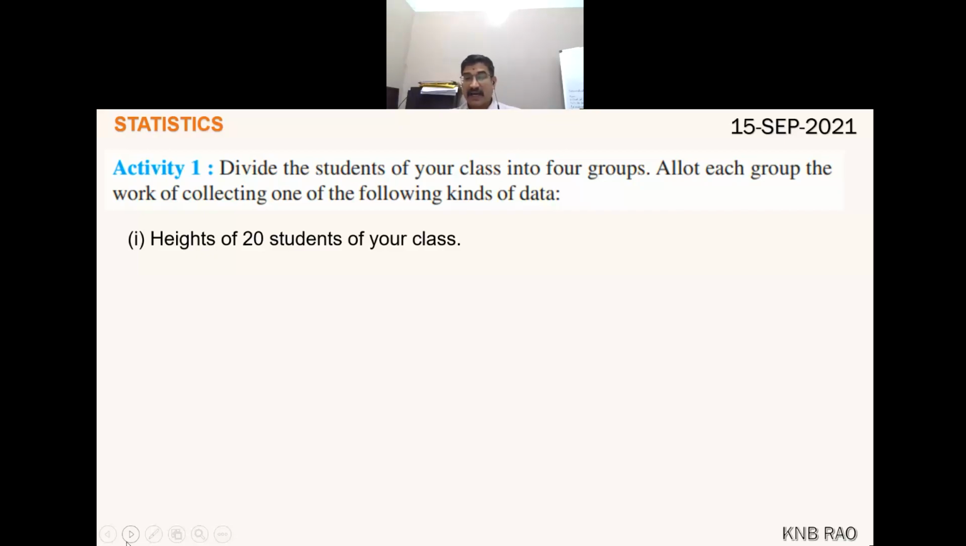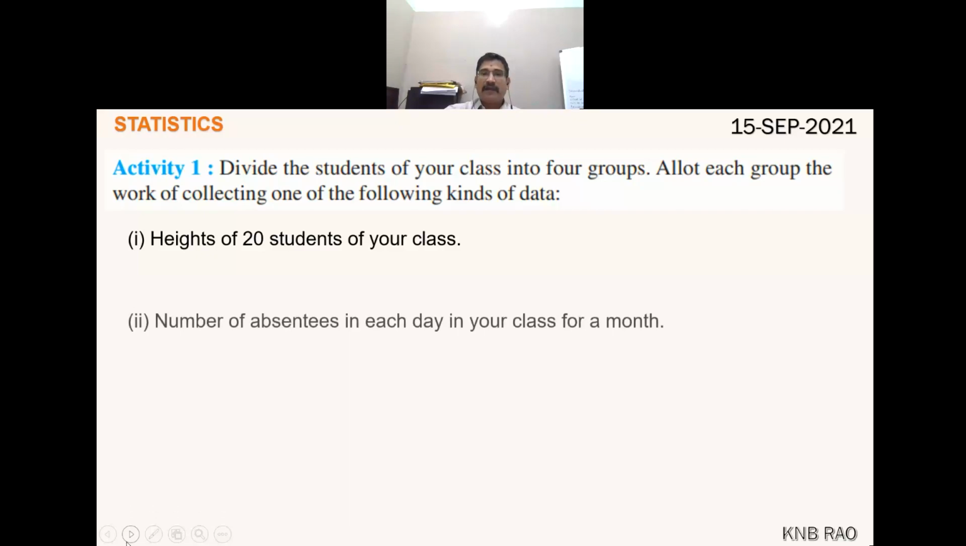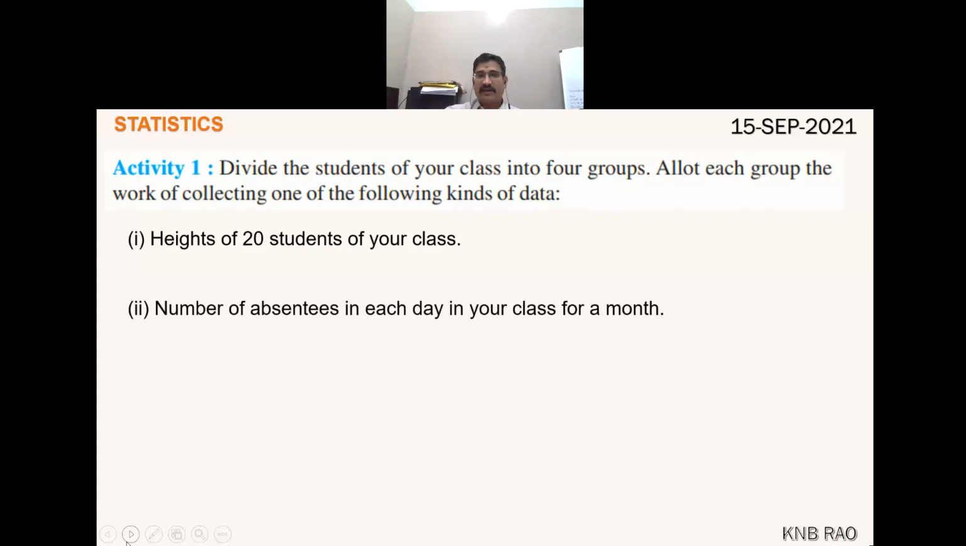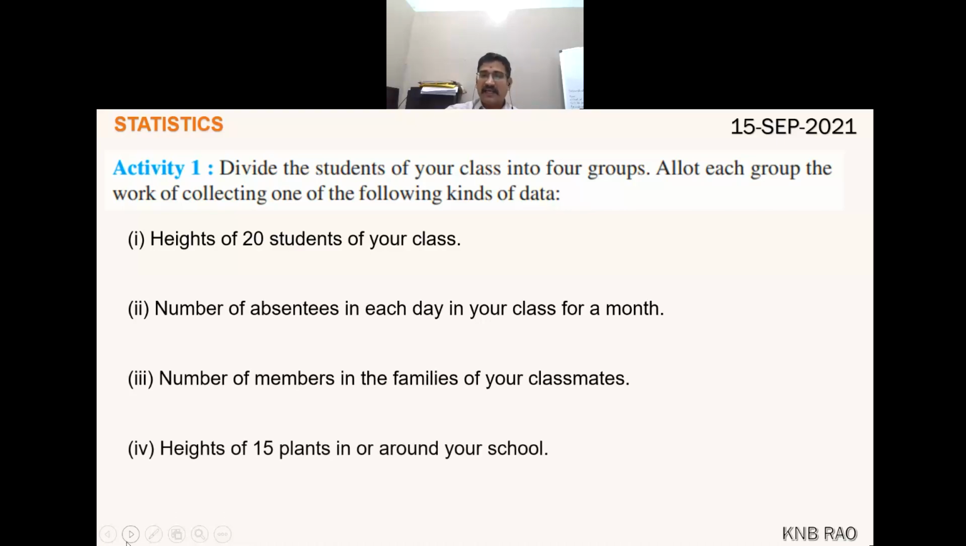They have to collect and record it. Next, number of absentees in each day in your class for a month. Third, number of members in the families of your classmates. Fourth group, heights of 15 plants in and around your school. Now, you need to tell me which is primary data and which is secondary data, and why it is primary, how it is secondary if it is secondary. Have you understood the questions?